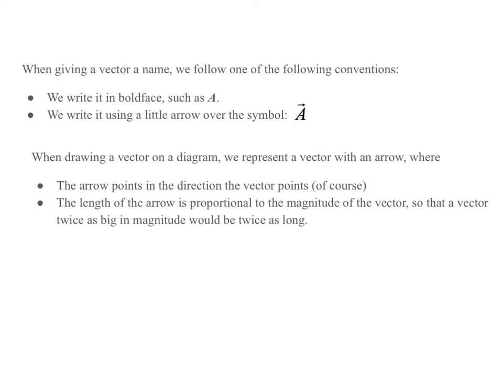In drawing a vector on a diagram, we represent the vector with an arrow. That's why we use the arrow as its little symbol. And the arrow should point in the direction the vector points, of course. And the length of the arrow should be proportional to the magnitude of the vector. So a vector that has twice as big a magnitude would be twice as long. We say that because only displacement vectors could actually be drawn in physical space with a scale. Things like velocity vectors, you can't really draw them because they don't have a length. They have a length per unit time. So we scale them so that they're at least appropriately sized so we can compare them.